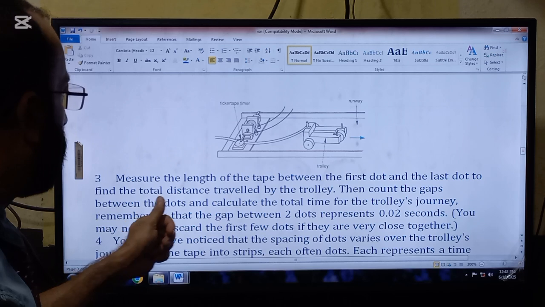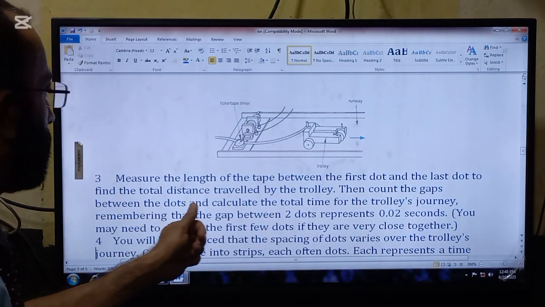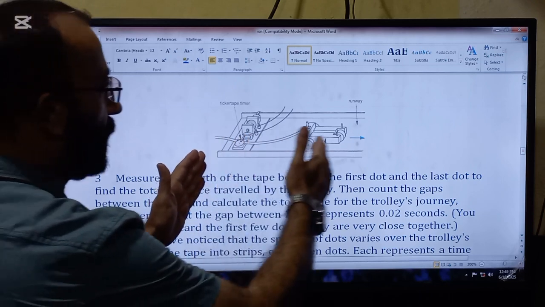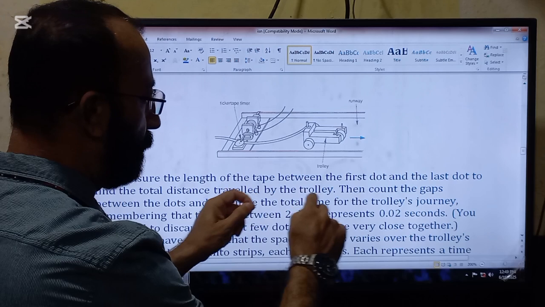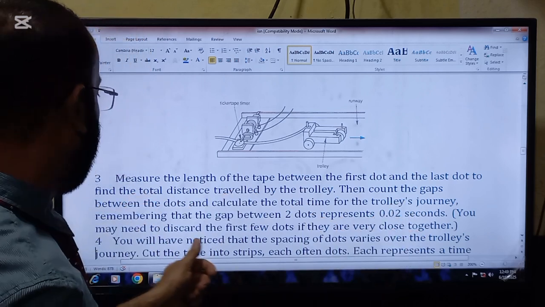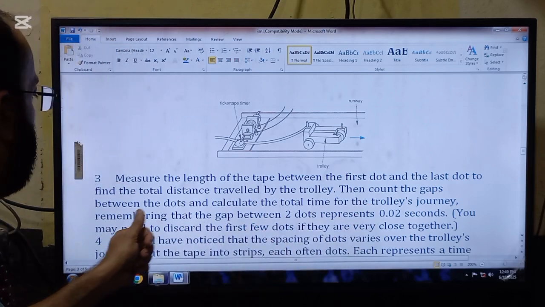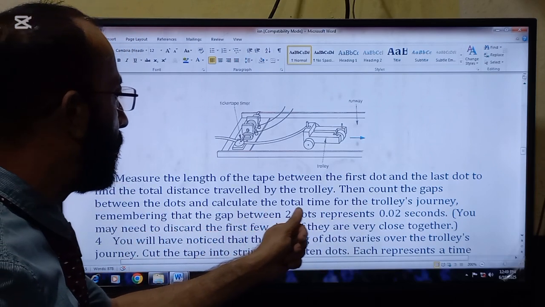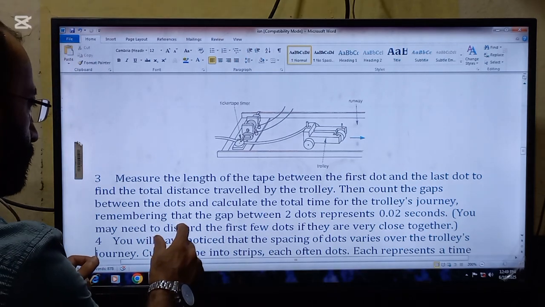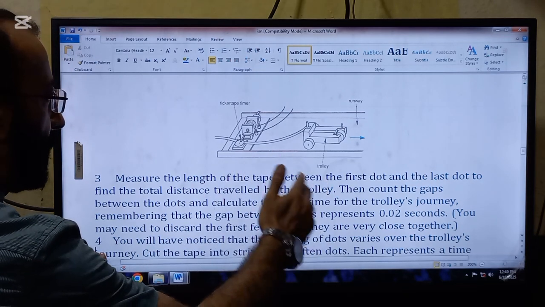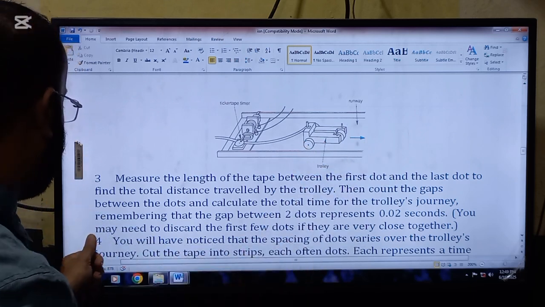So look now, measure the length of the tape between the first dot and the last dot to find the total distance traveled by the trolley. So the distance traveled. Now you will pick the tape and you will find the distance. So total distance traveled by the trolley. Then count the gaps between the dots and calculate the total time for the trolley's journey. So now you will count the dots. How many dots have been made during the motion of the trolley.